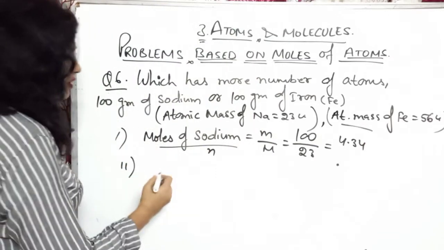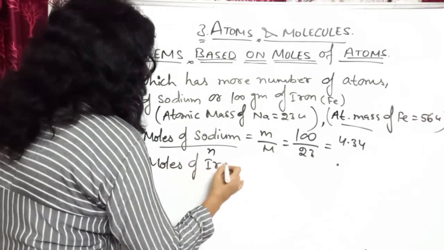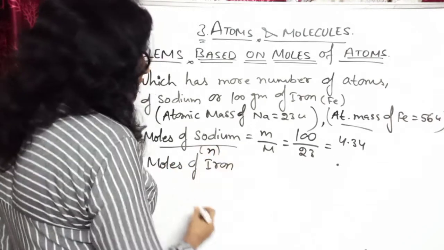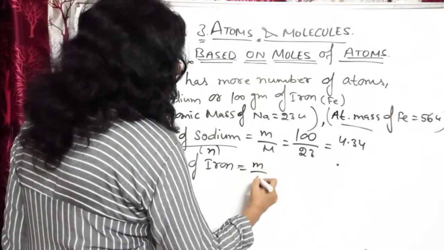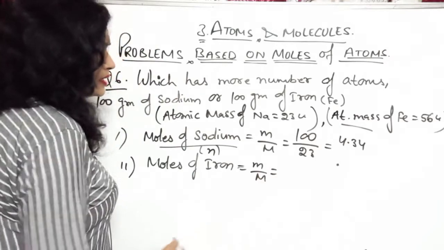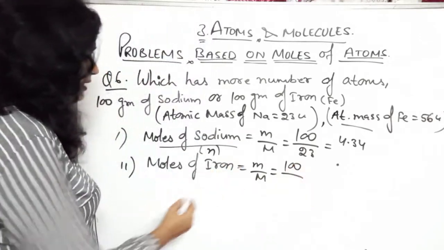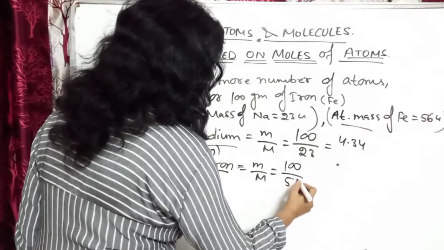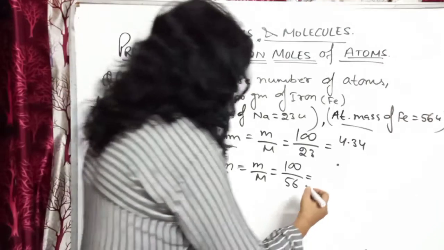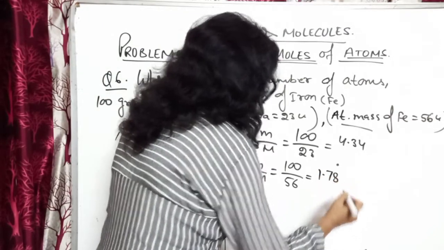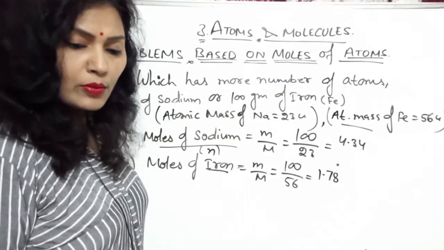In the second case, you will find the moles of iron, with the same formula, given mass upon molar mass. Given mass is 100 and molar mass of iron is 56. You find it and you have got 1.78. Okay. So, which has more number, got it?